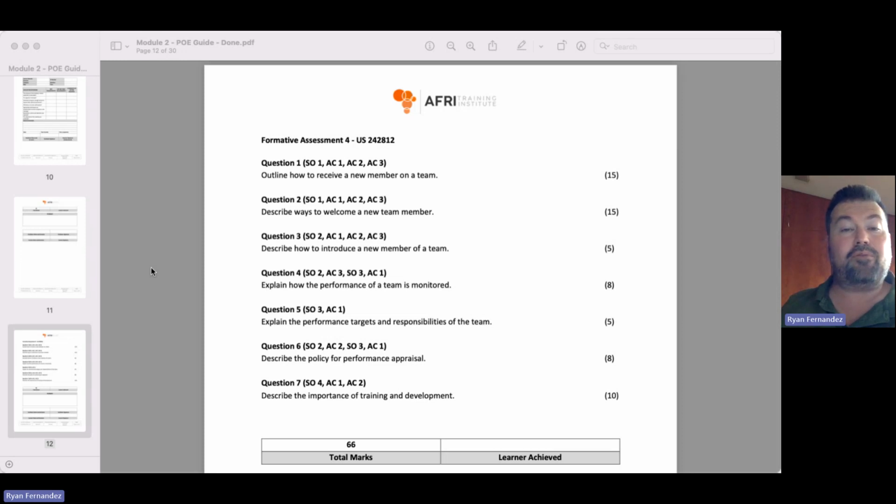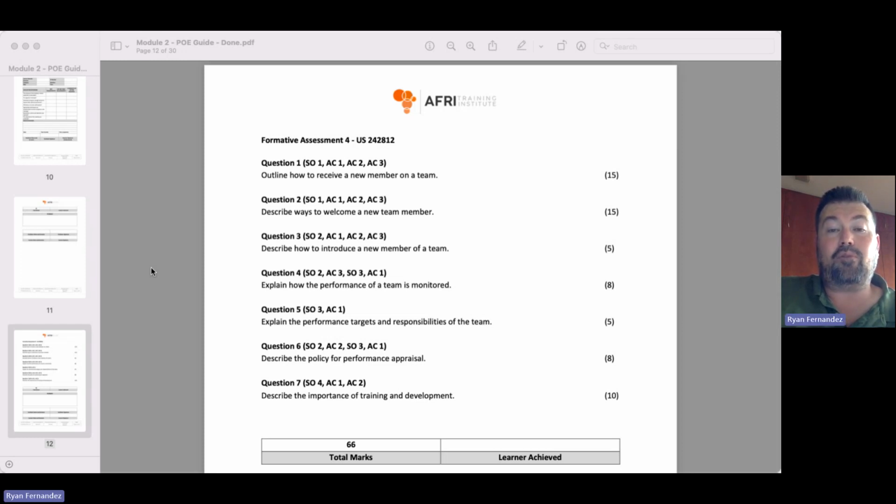Then explain how the performance of a team is monitored. That's going to be from page 32 to page 34. Look at the key elements of monitoring a team. There are 8 marks, so make sure that you hit 8 key points.